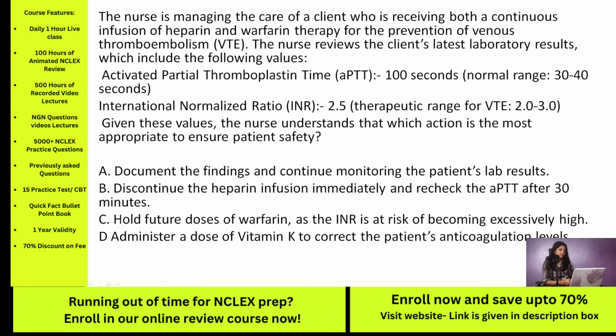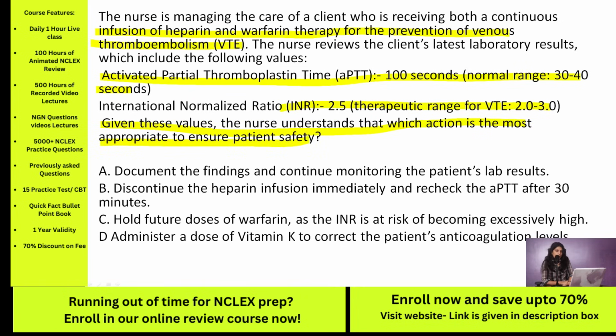The nurse is managing the care of a client who is receiving both a continuous infusion of heparin and warfarin therapy for the prevention of venous thromboembolism. The nurse reviews the client's most recent lab results, and here's what comes up. Activated partial thromboplastin time is 100 seconds, with a normal range of 30 to 40 seconds, and international normalized ratio is 2.5, which falls within the therapeutic range of 2.0 to 3.0 for venous thromboembolism treatment. Given these values, which action is the most appropriate to ensure patient safety?